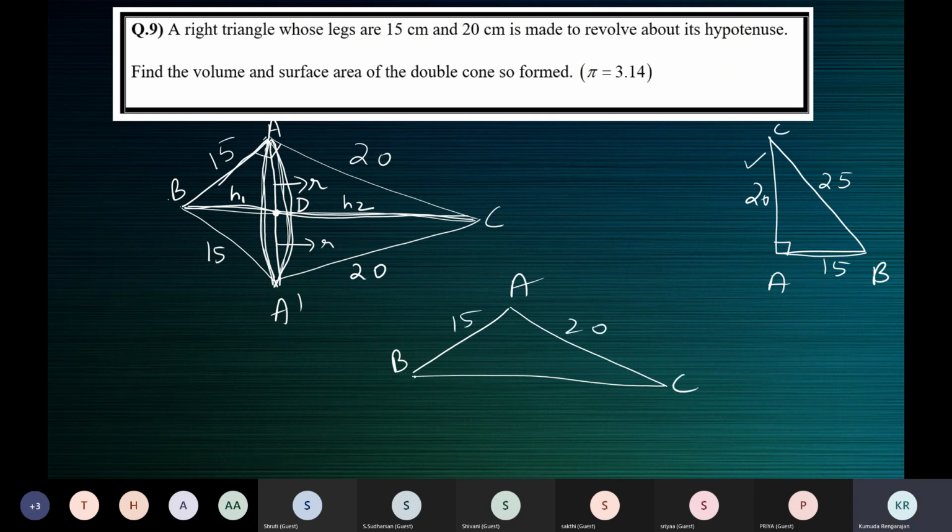BC is the hypotenuse. Please watch carefully. You want to turn the right triangle about the hypotenuse BC. You have it in your hand and you turn it about BC. The solid generated will be a double cone.